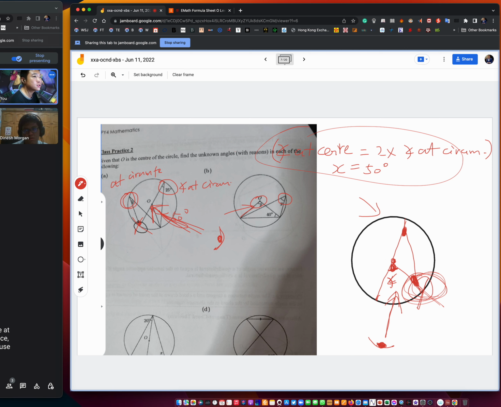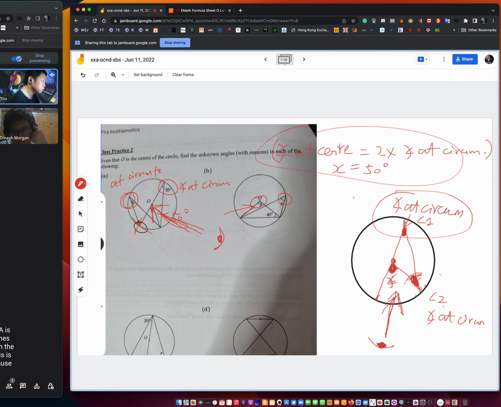Maybe I need to be more specific. The rule applies only when this is the angle at center. I'm talking about this one now. You are right to say this is also the angle at circumference. So let's talk about this question first. This is the angle at circumference, this one. I call this angle 1. You also have an angle 2, also an angle at circumference. But the one having a 2 times relationship with the angle at center is angle 1, because you look at it from this perspective.